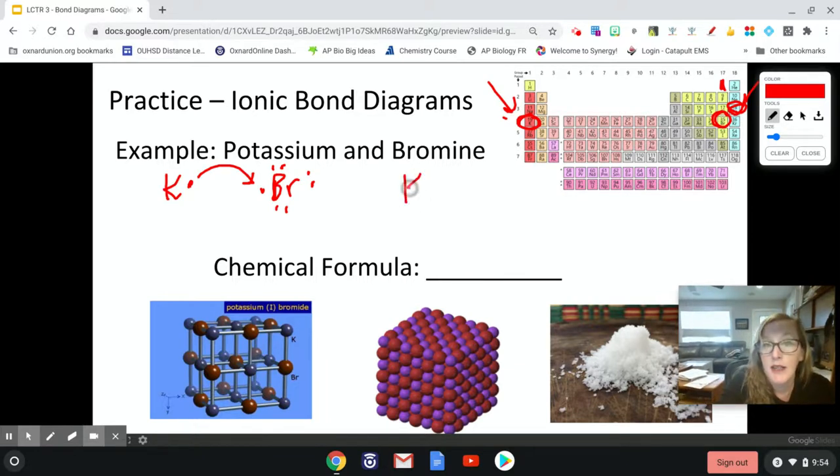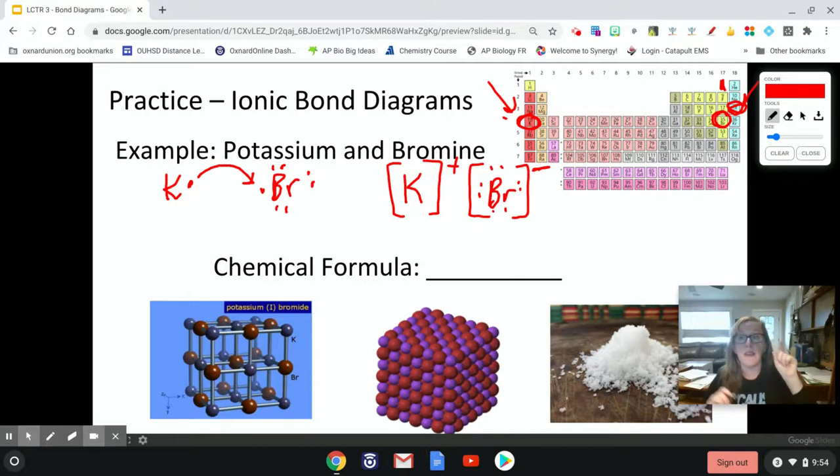Next, we indicate that the potassium does not have that outer electron anymore, so I'm not drawing any dots, but I put the brackets and I indicate its charge. It lost one electron, which means it's going to have a +1 charge. Bromine, I draw next door. It now has 8 valence electrons because it gained the one from potassium. It then has a -1 charge because it gained a negative charge.